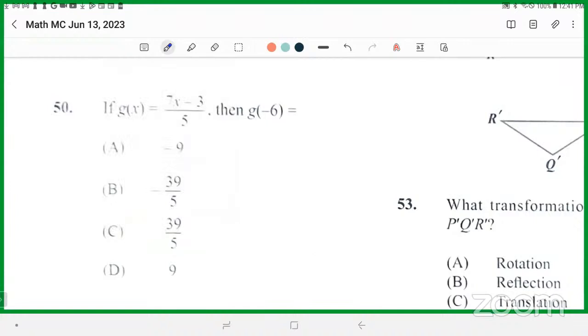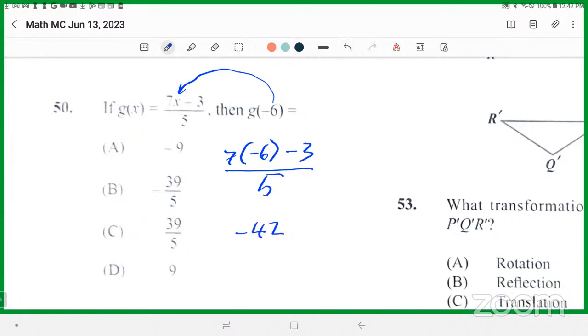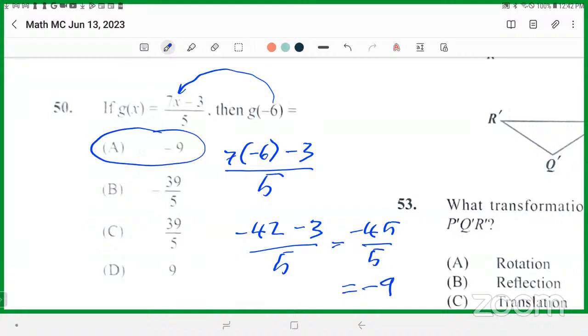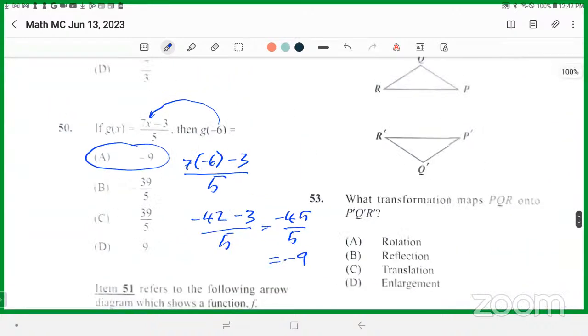See, they give you this function g of x, and I want g of minus 6. Plug the minus 6 in there. So you get 7 times negative 6 minus 3, all over 5. I have to do this with a calculator now, guys. 7 times 6 is 42, so that's negative 42 and minus 3, which gives negative 45 over 5, which is negative 9. So the answer is A. Answer is A.